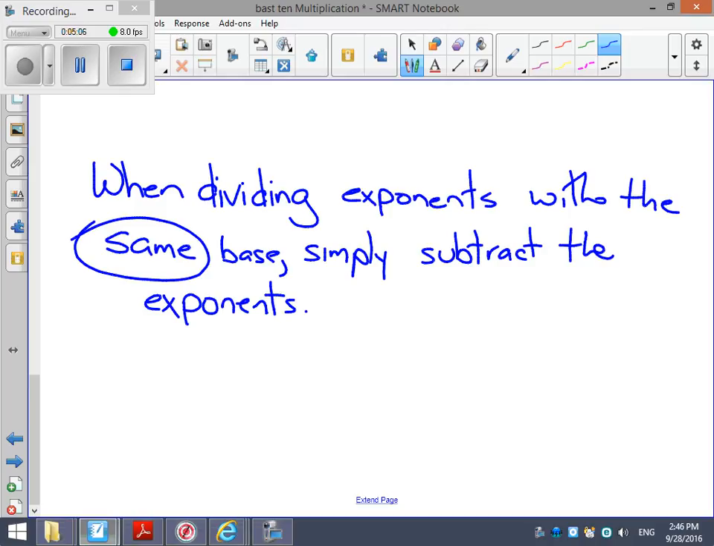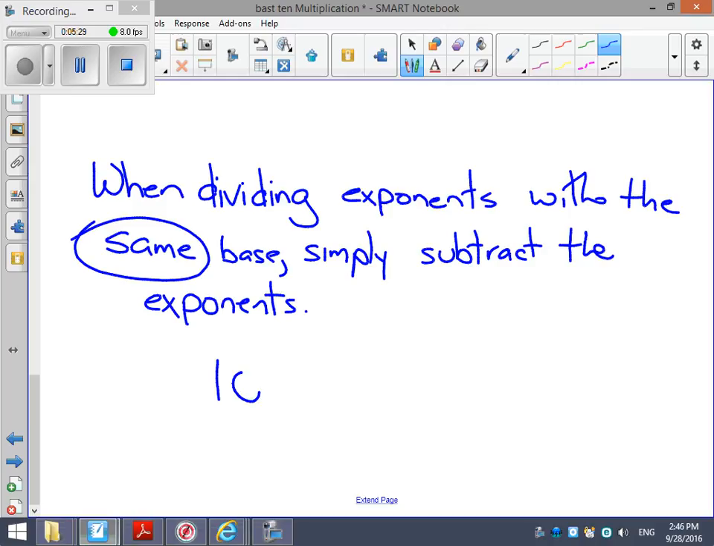This goes along with what we've been doing, because when we multiplied by base 10 numbers, we went to the right. And when we divided, we had to do the opposite. So the opposite was to go to the left. Well, if we're multiplying exponents, we add. The opposite when doing division, you would think, okay, it can't be add the exponents together. I must do something different. So it is. You're going to subtract the exponents.